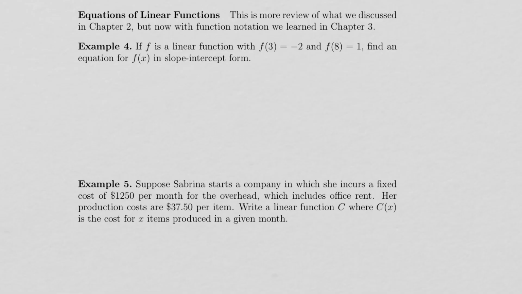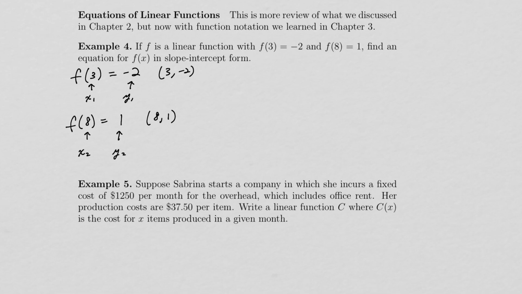Okay, so when they give you f of 3 equals negative 2, remember 3 is the input, negative 2 is the output. So really this corresponds to the ordered pair (3, negative 2). So 3 is kind of like our x1, negative 2 is like our y1. And same thing for the second: f of 8 is equal to 1. So this corresponds to the point (8, 1). You can think of 8 as our x2, our second input, and 1 is our second output, y2.